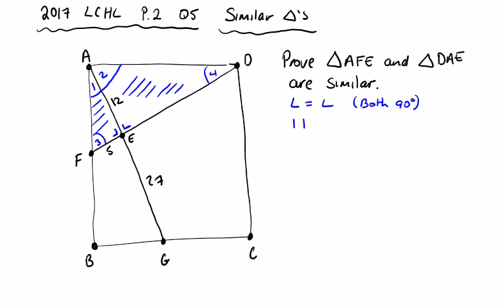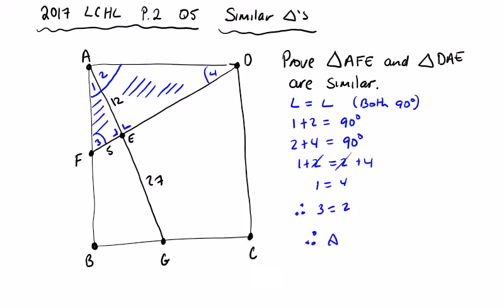It's the corner of a rectangle, so 1 plus 2 is equal to 90 degrees. And we can also say that 2 plus 4 is equal to 90 degrees because they're the other two angles in the triangle ADE. So 1 plus 2 has to be equal to 2 plus 4. Cancelling out my 2's, taking 2 from both sides, 1 is equal to 4. And if 1 is equal to 4, therefore 3 has to be equal to 2. Therefore, triangles equiangular or similar.